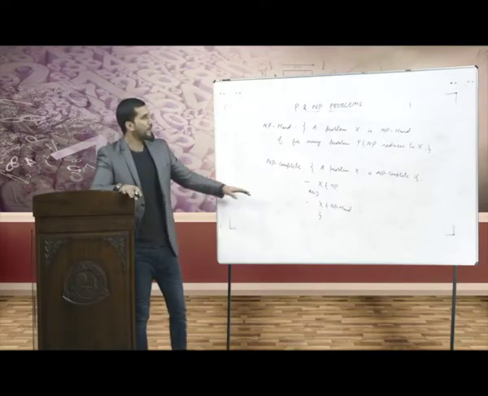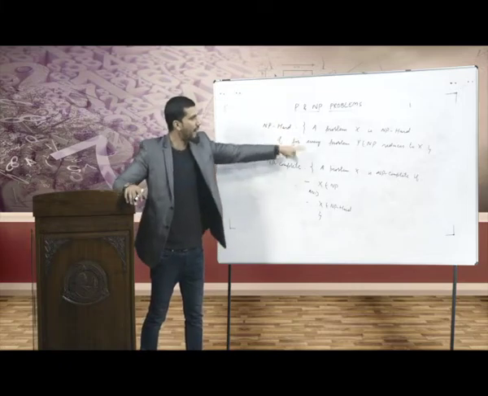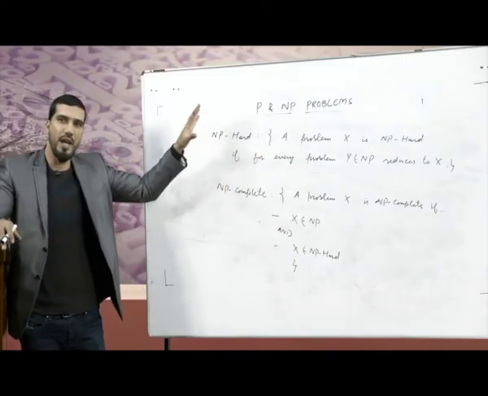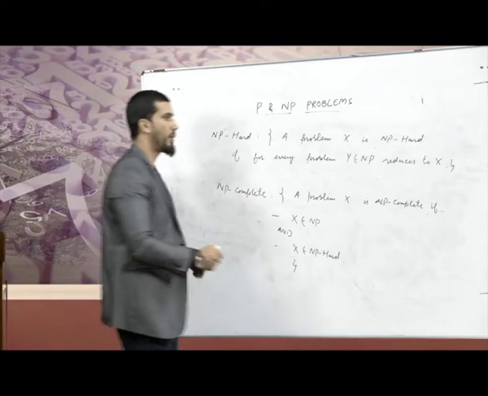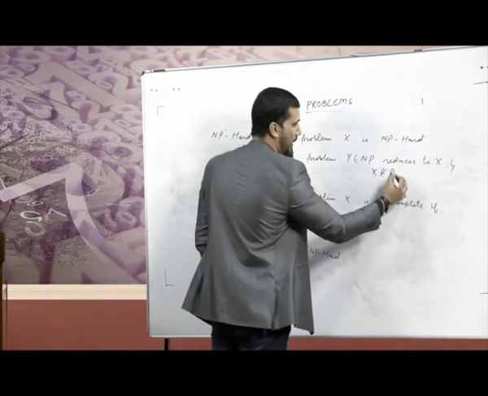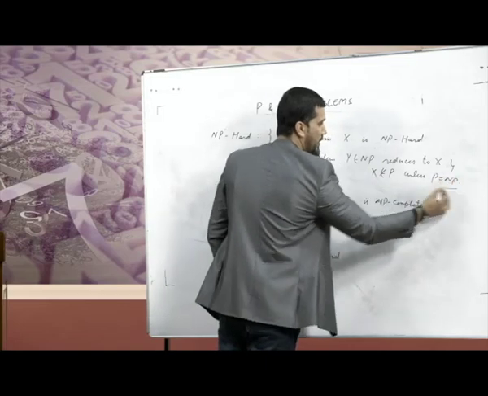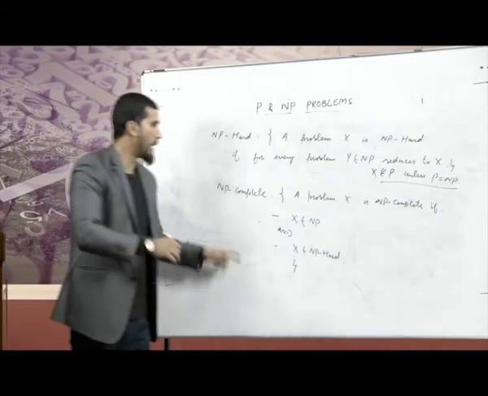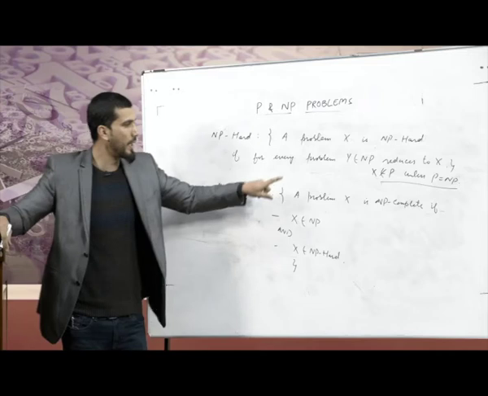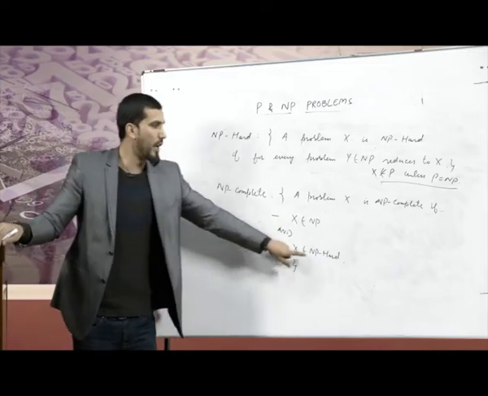So a problem is NP hard if every problem Y that belongs to NP reduces to X. We have to understand here that X cannot belong to P unless P is equal to NP. This is very important here. And a problem is NP complete if X belongs to NP and X belongs to NP hard.